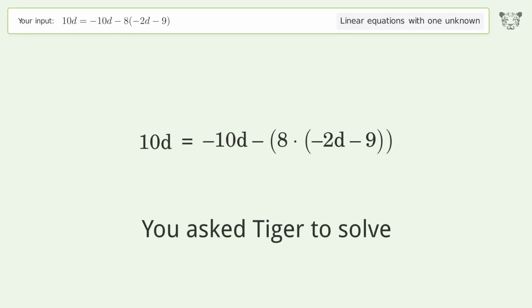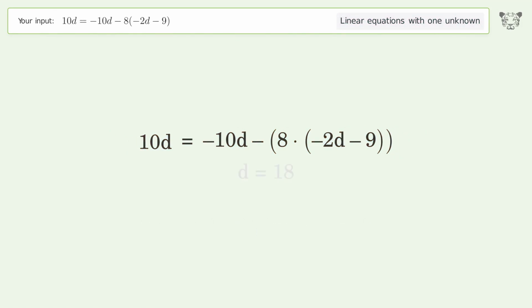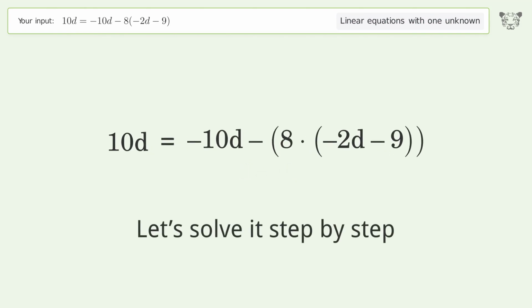You ask Tiger to solve. This deals with linear equations with one unknown. The final result is d equals 18. Let's solve it step by step.